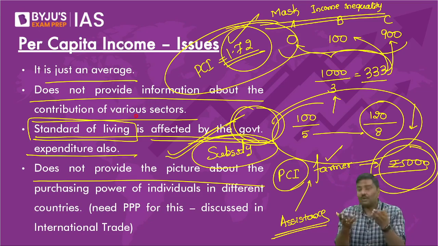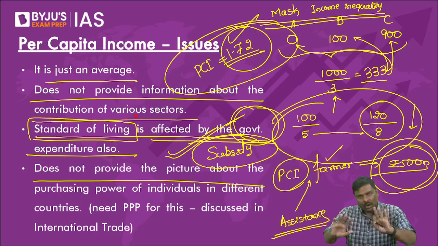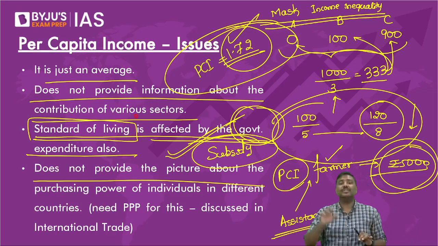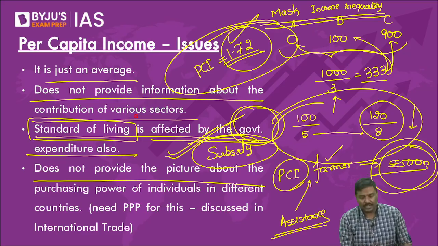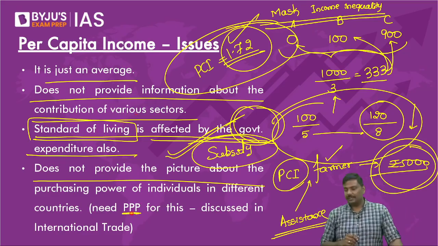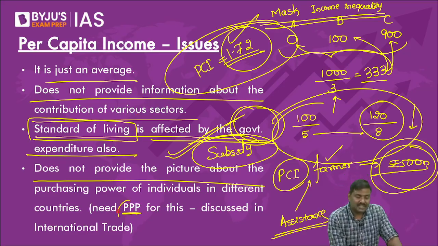You will not be able to come to know the information. That's what I'm trying to tell you. Why? You need to understand one more concept for this: purchasing power parity.